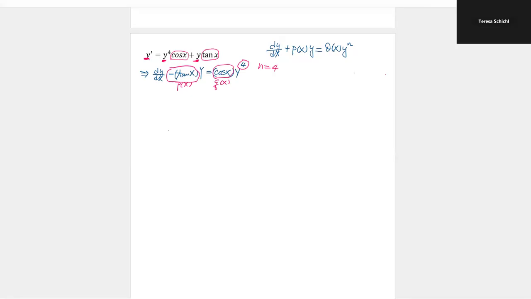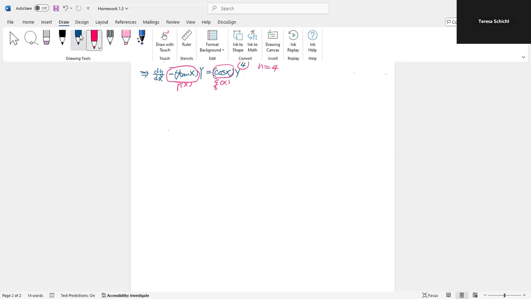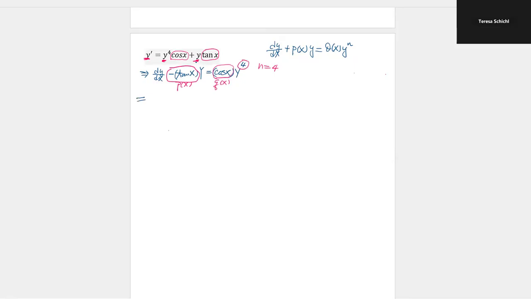As long as it is a Bernoulli equation, we have a step-by-step method to solve it. Step number 1 is always the same: we define a variable v equal to y to the 1 minus n. So 1 minus n is 1 minus 4, which is negative 3, because n equals 4. Then I can rewrite it as 1 over y cubed.